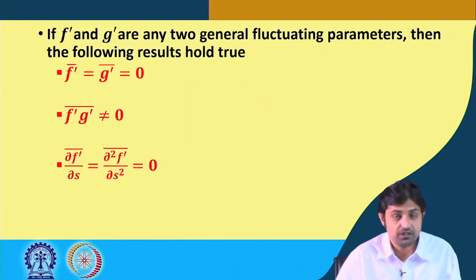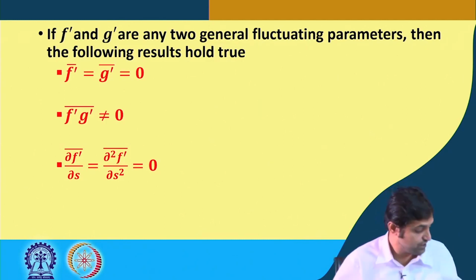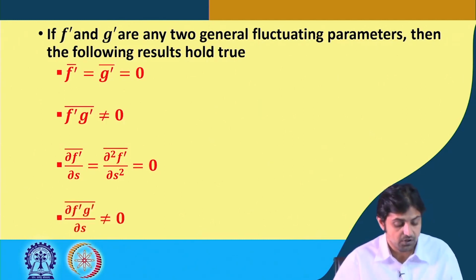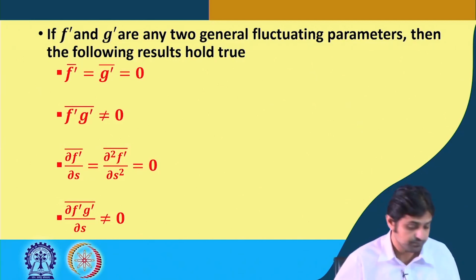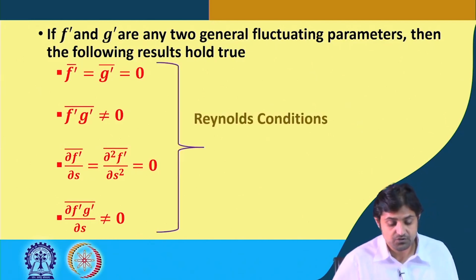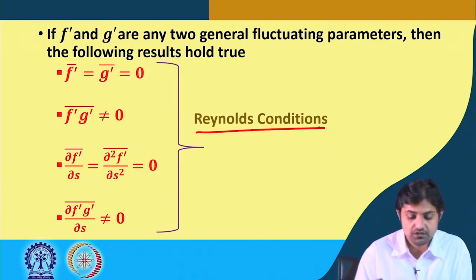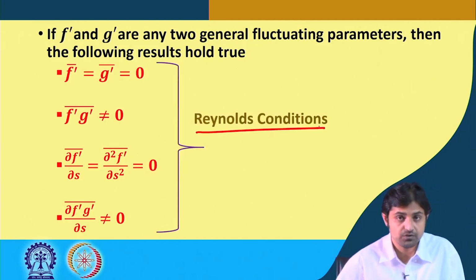Alright. The third is del f prime. So the del of the fluctuation, the first differential and also the second differential, if we take the whole bar, is equal to 0. Also if we multiply both the fluctuations f prime and g prime and take the differential and average it, it will not be equal to 0. Alright. So these are called the Reynolds conditions. This we have already seen before.